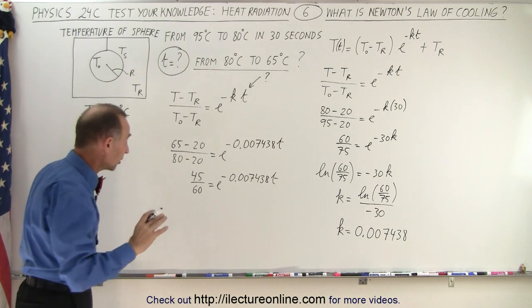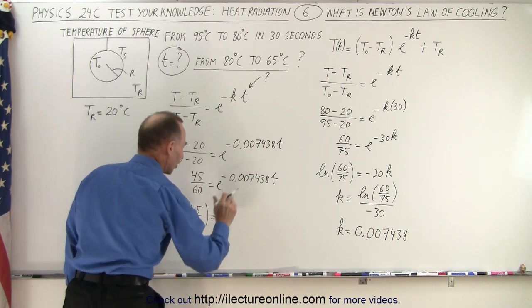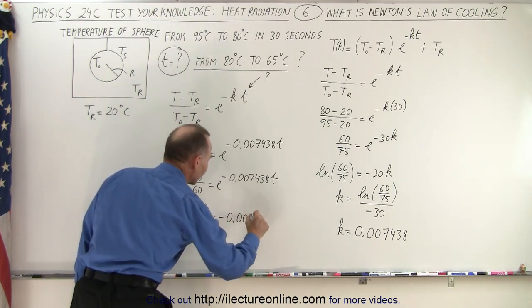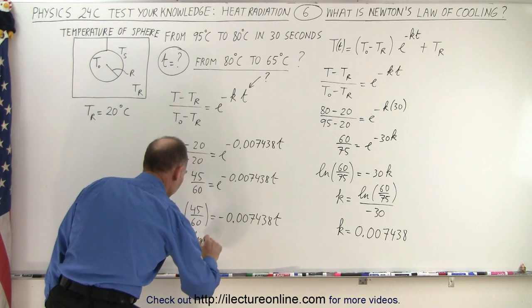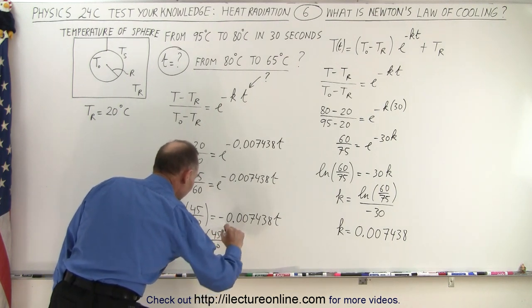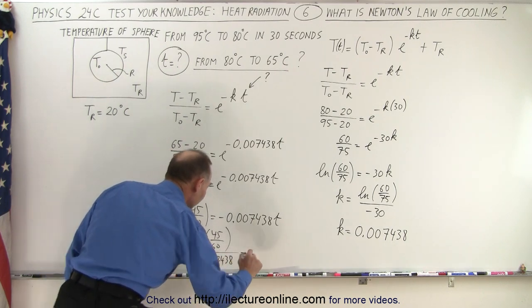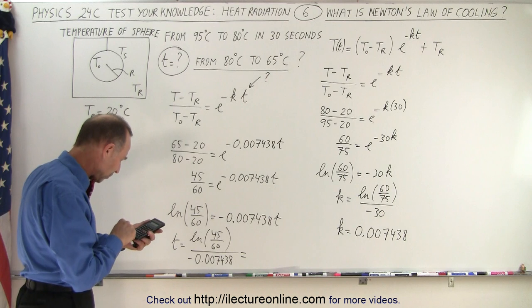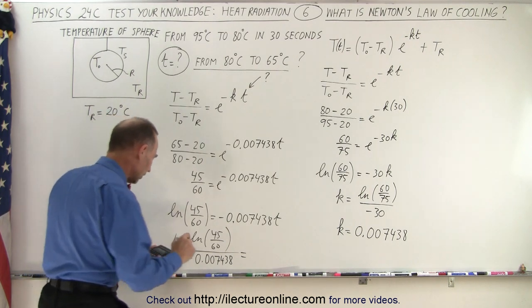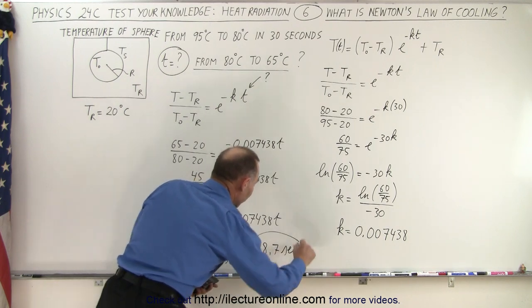We're now going to take the natural log of both sides. So we have the natural log of 45 over 60 equal to the natural log of this, which is minus 0.00743 t. So t becomes equal to the natural log of 45 over 60 divided by negative 0.00743. 45 over 60 is 0.75. Take the natural log, divide that by negative 0.00743, equals. So the time is 38.7 seconds. That's a little surprising.